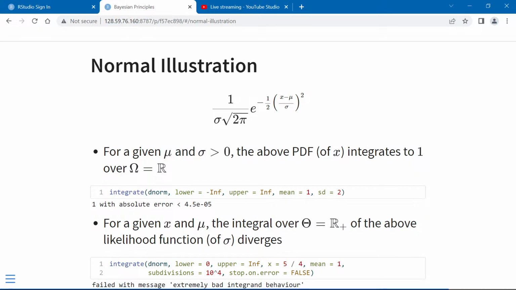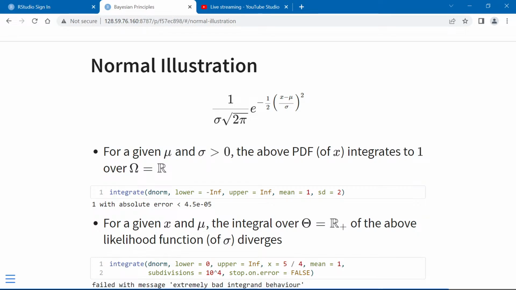But first, let's illustrate this likelihood PDF phenomenon. So let's say we have this expression here. And for a given mu and sigma, this expression is a PDF of x, meaning it integrates to 1 over all the real numbers. And we can verify that with numerical integration in R, saying, okay, fix sigma to be 2 and fix mu to be 1, integrated from negative infinity to infinity, the normal PDF, we get 1, as close as it can get.